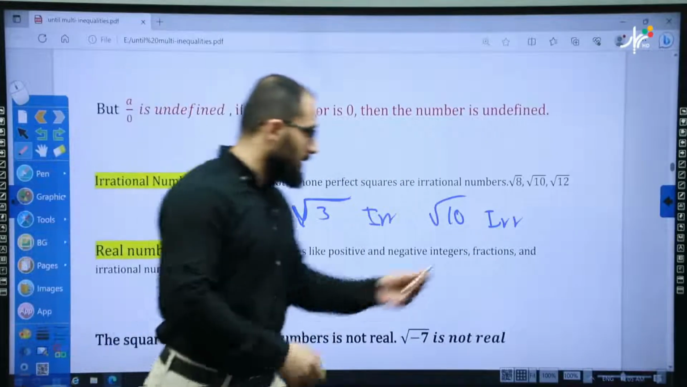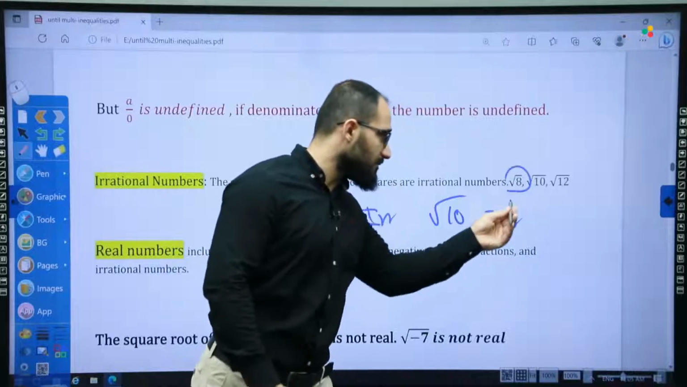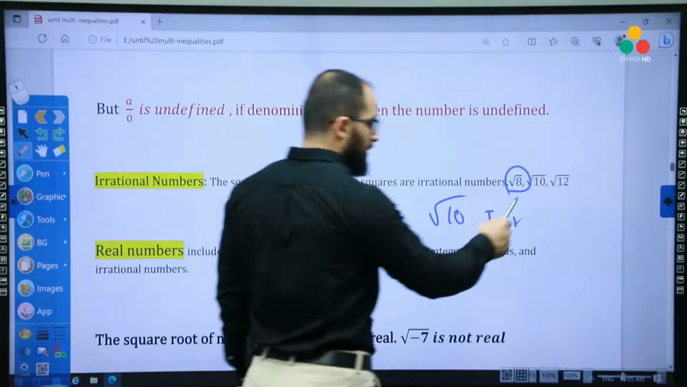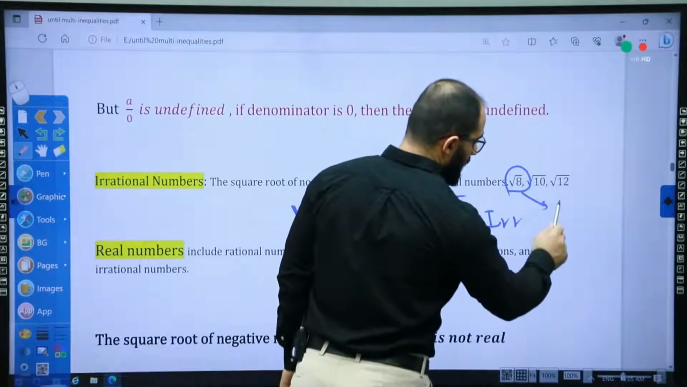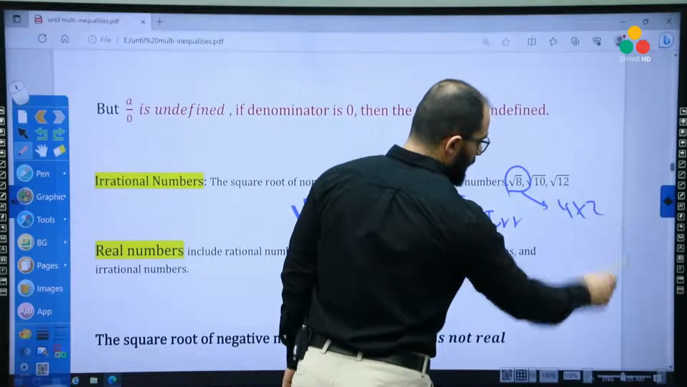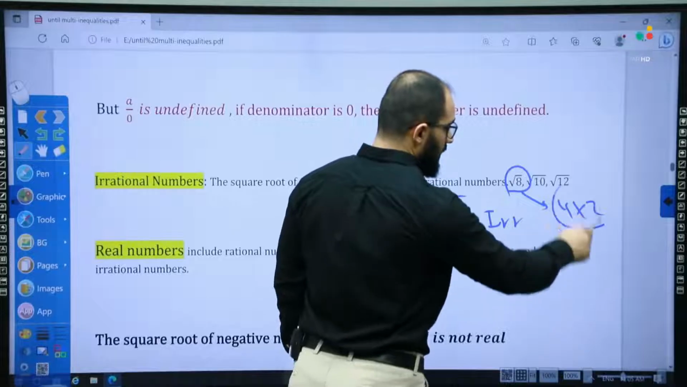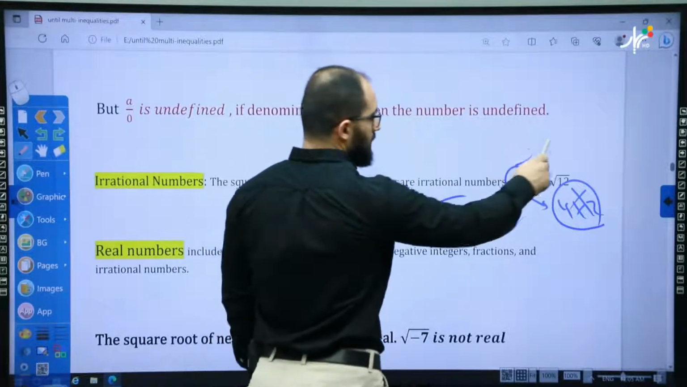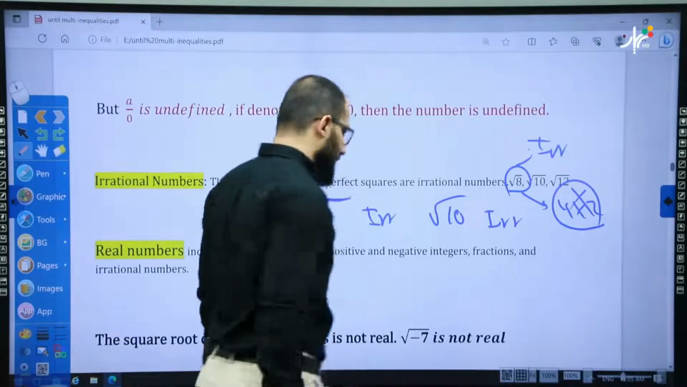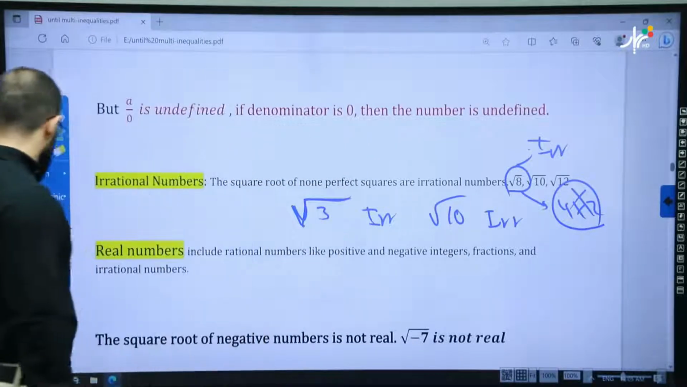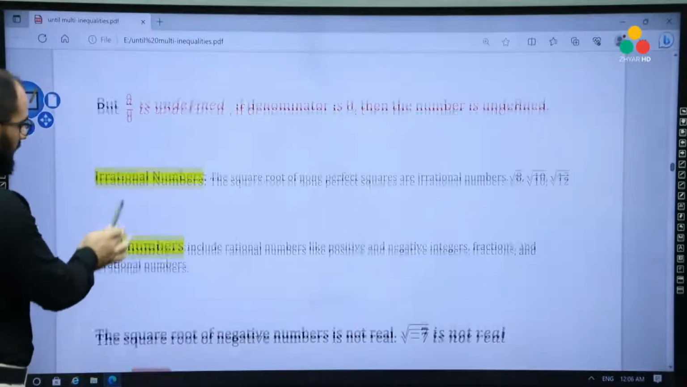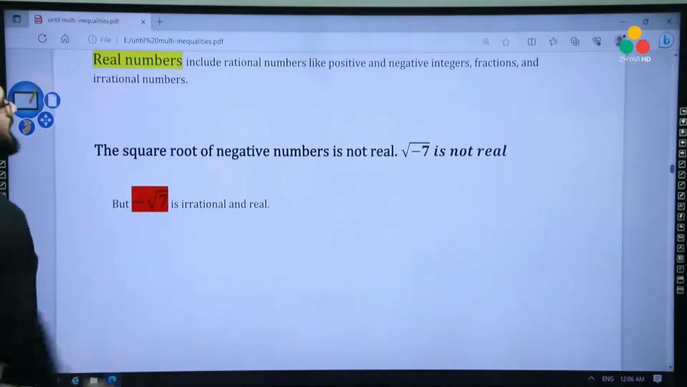But guys, be careful with 8. Sometimes students are going to say 8 is a perfect square. Be careful, 8 is not a perfect square because 8 comes from 2 times 4 or 4 times 2. So it's not a perfect square. That's why the square root of 8 is irrational.